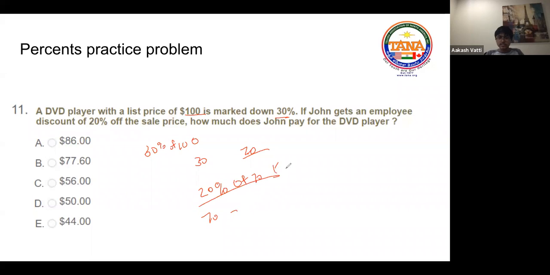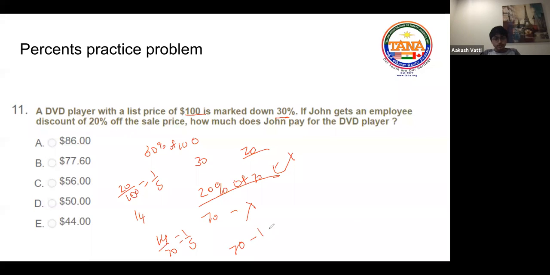So I'll just call this X. So you get 70 minus X. So 20% of 70 is 14, because 20 divided by 100 is 1/5. And 14 over 70 is 1/5. So basically 20 is 1/5 of 100 and 14 is 1/5 of 70. Or you could just divide by 5 on both sides. It doesn't matter. So you have 14 as your X.